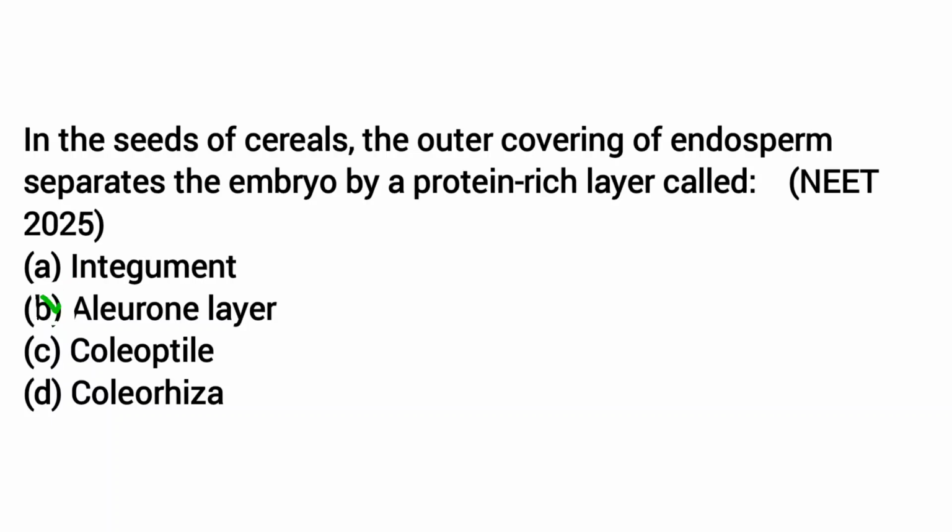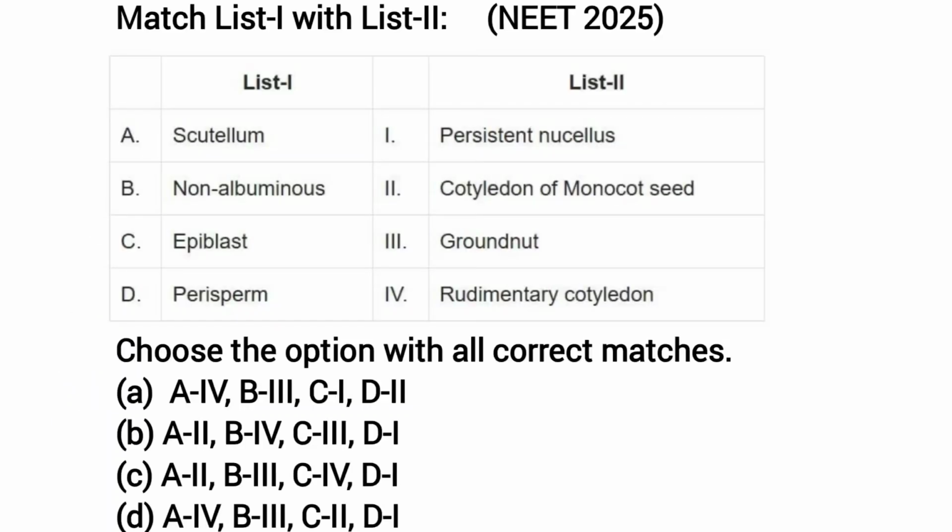We'll move on to the next question, that is match list 1 with list 2. A in list 1 is scutellum. It says scutellum is a specialized cotyledon that is found in the monocot seed. So A2, cotyledon of the monocot seed. A2 is present in options B and C. So easily you can rule out options A and D.